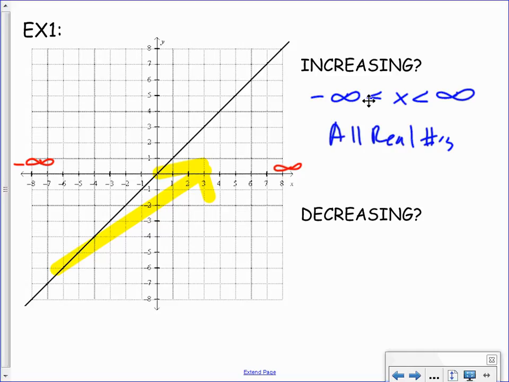Does the graph ever decrease? Heavens no! From left to right, it never goes down, so there is no decreasing. Not applicable. Sometimes graphs don't decrease. What family is this? Linear. Excellent. Next one.